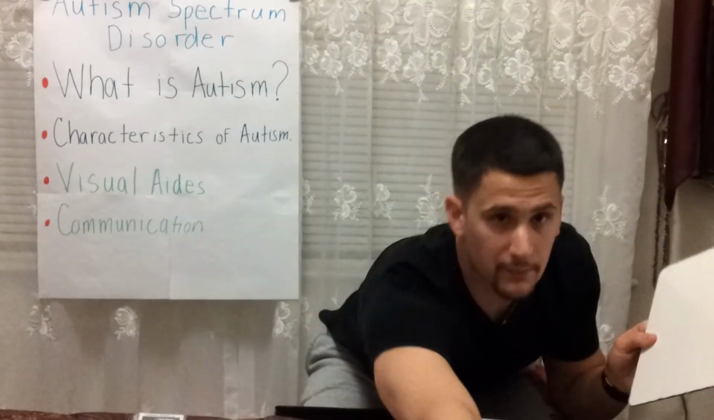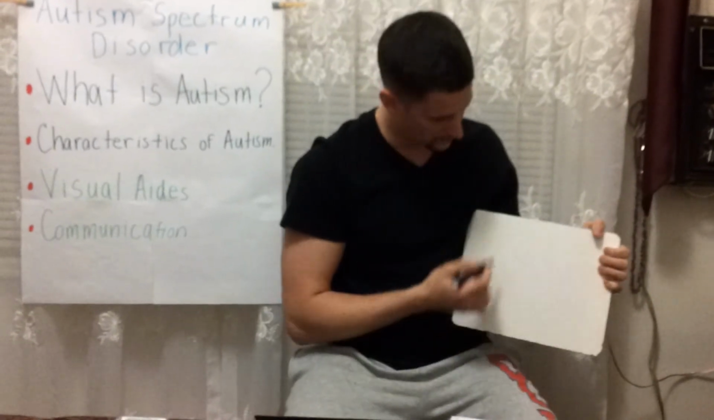Some communication devices that could be used would be a basic whiteboard that any child could pick up. They could use a marker to write down what they want. I want cookies, and they would write the word cookies.